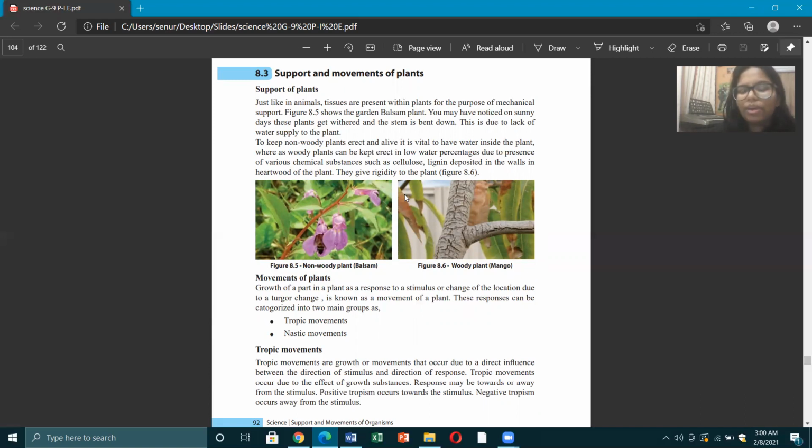Non-woody plants, like balsam plants, need a lot of water, water every day. So it's necessary, it's vital, it's important that we put water on a daily basis.